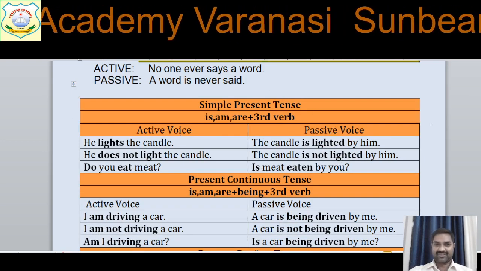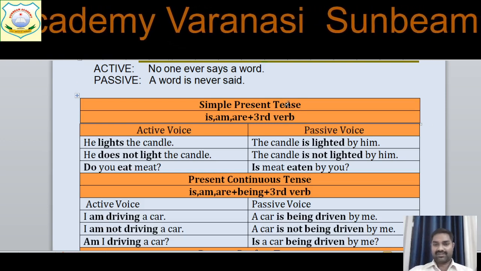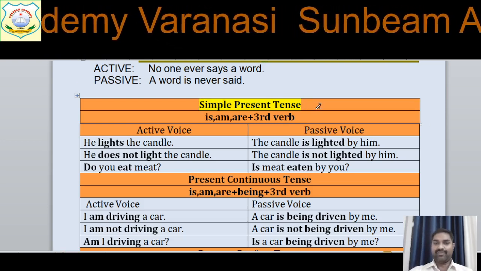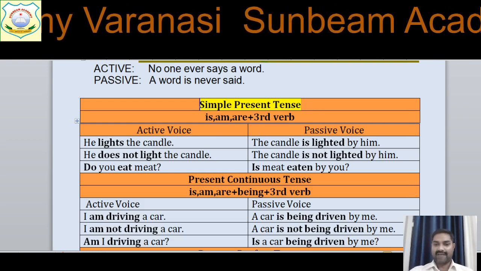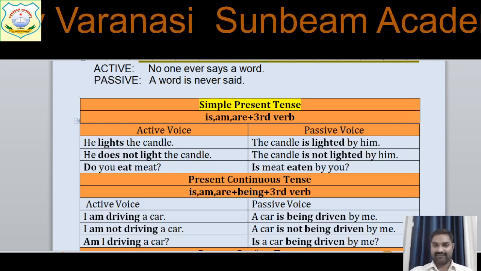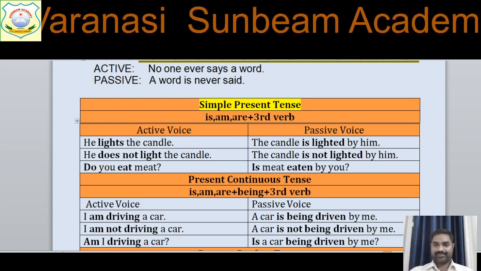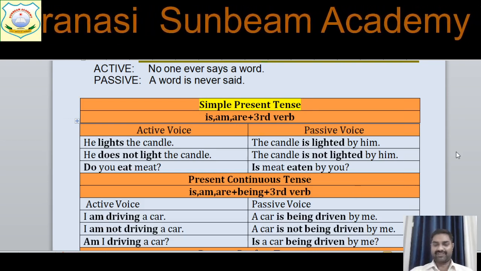So first, we are going to discuss the simple present. How do we change simple present from active into passive voice? Have a look at this, and then I will describe the specifications.